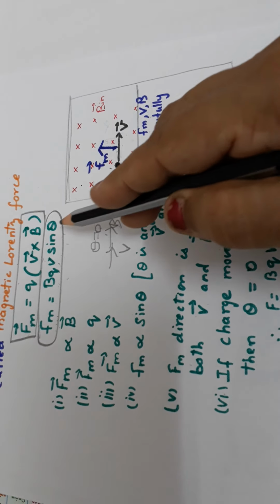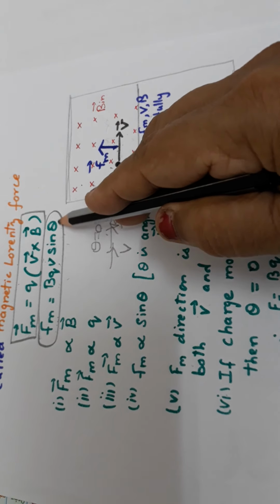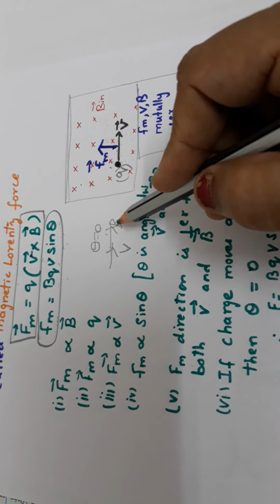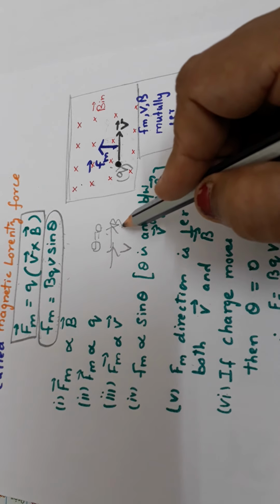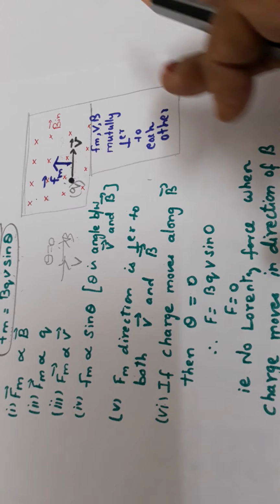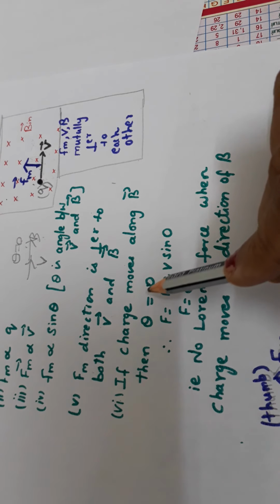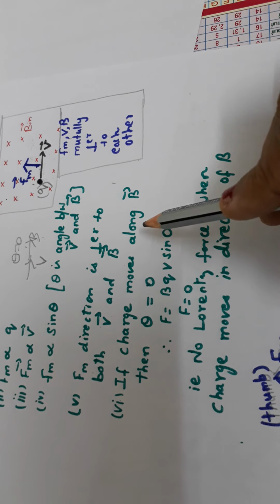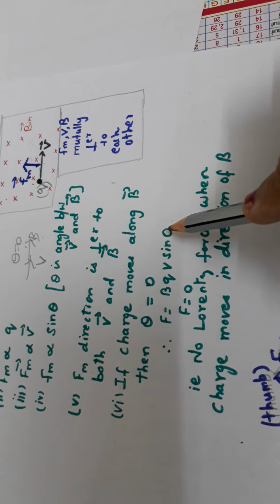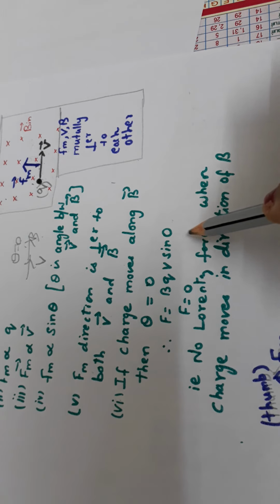Now if you put 0 here, what happens? Sin 0 is 0, so the Lorentz force becomes 0. What I mean is, if the charge is moving in the direction of the magnetic field, Lorentz force does not act, right? Lorentz force does not act when the charge and magnetic field move in the same direction. It will act only when the charge is moving along a perpendicular direction to the magnetic field. Keep it in mind, children.